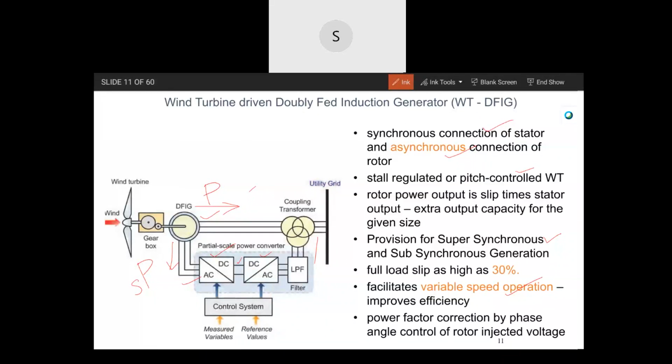Power factor correction is not required here because you can do that with these converters. The rotor injected voltage's phase angle will effectively be related to that. Or if you tune the controls of one of these converters, the power factor correction can be done. So this is the principle of the induction DFIG, and I will show you.